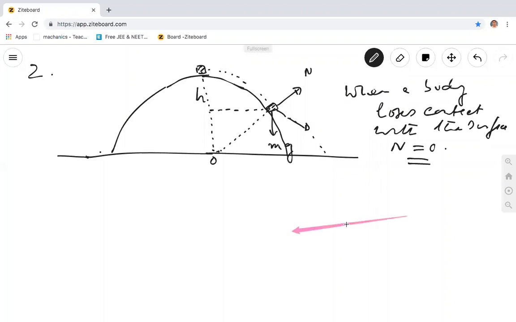Please don't make marks on the board. Mg is downwards, weight always acts down. Let me suppose this is theta. If this is h and the remaining distance is r minus h, good. And look at this object here. Here it just moves in a circle of radius r. If this is theta, this is also theta. What is the component of the force in this direction? mg cos theta.